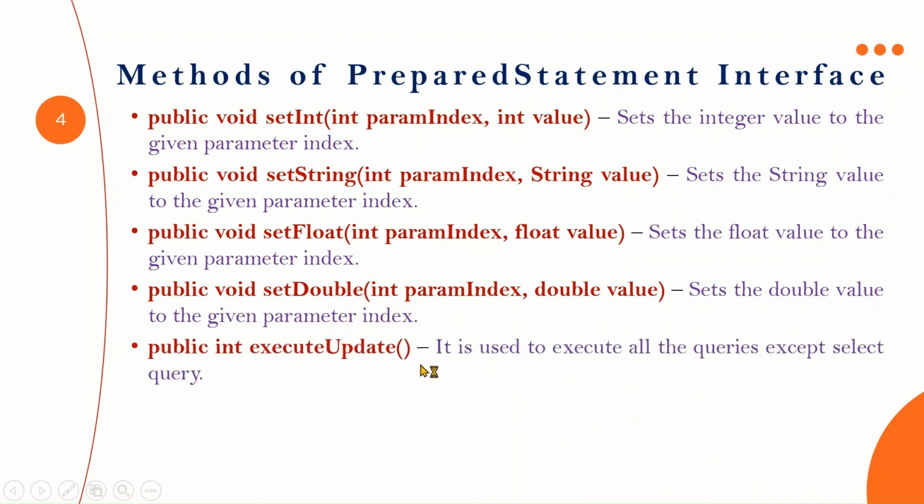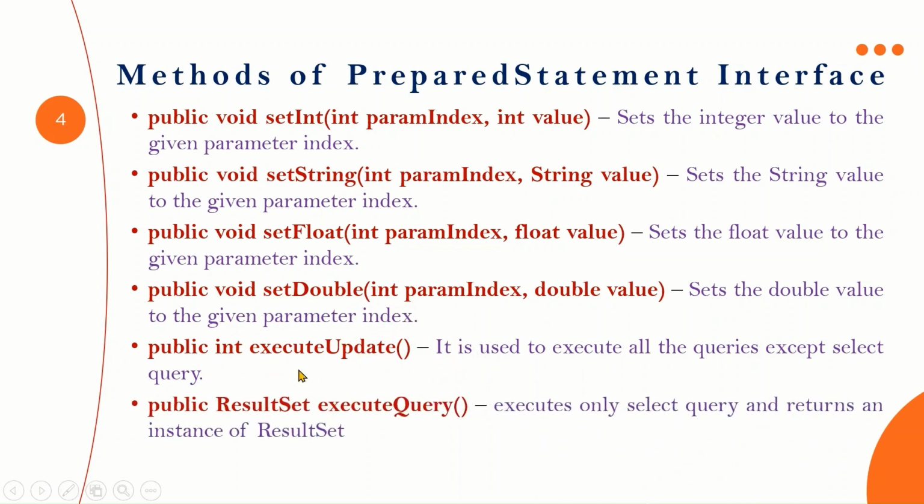And executeUpdate is a method which you need to call after setting the values, so that it affects the actual table. It is used to execute all the queries except the select query. The select query we are not going to write into executeUpdate. A select query will be written in the executeQuery method. So we have executeUpdate and executeQuery. executeUpdate works for all the queries except the select query.